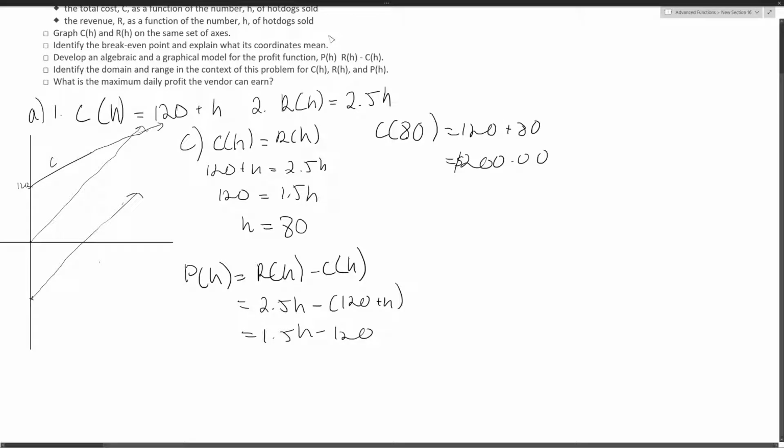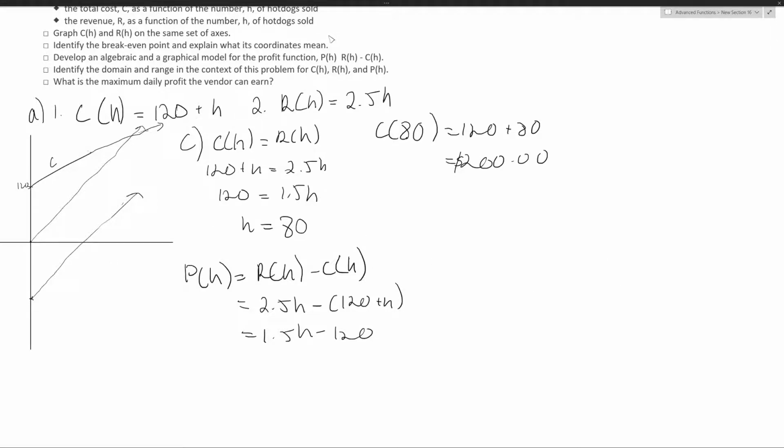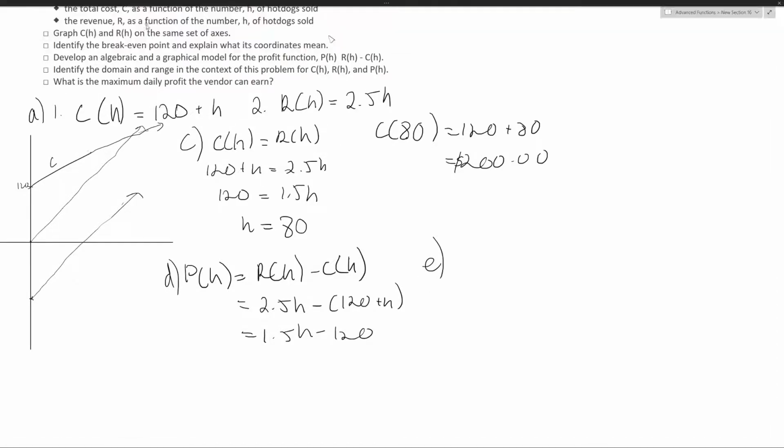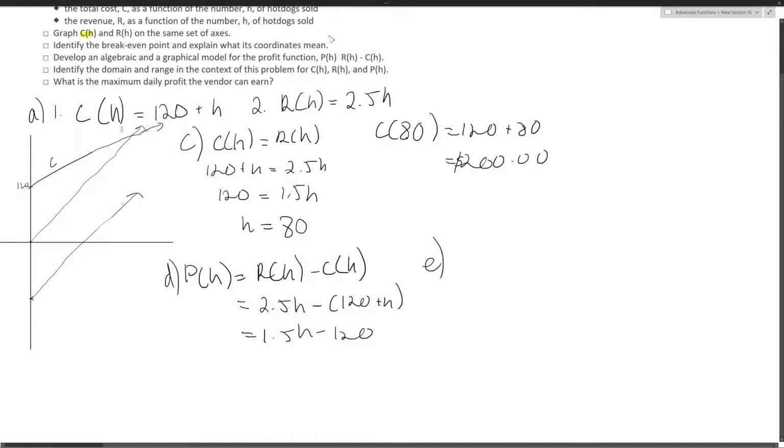When we do this, we are actually finding very crucial information about this function, which we will discuss in a little bit. So, lastly, or second lastly, it's asking us to talk about the domain and range of each of the parts we just discussed. So, first of all, we had C of H.